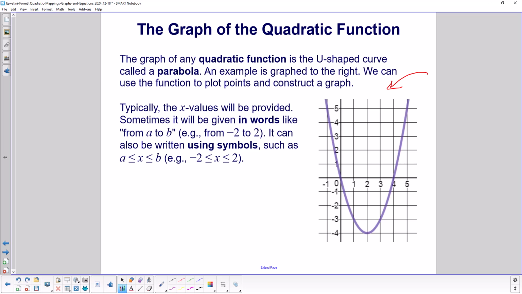Sometimes we'll be given in words like from A to B. That is, for example, e.g. that means for example, from -2 to 2. It can also be written using symbols, such as a is less than or equal to x, which is less than or equal to b. For example, -2 is less than or equal to x, which is less than or equal to 2.